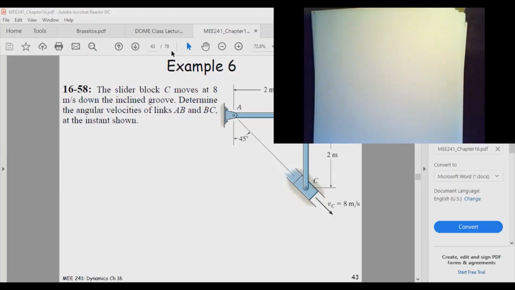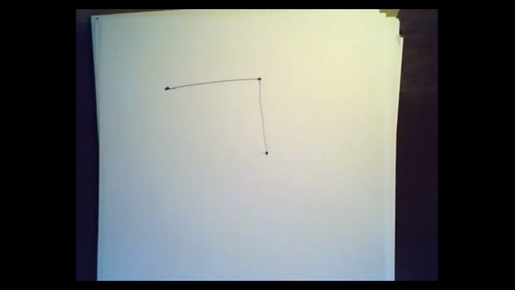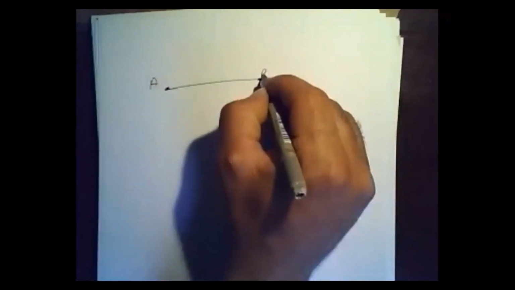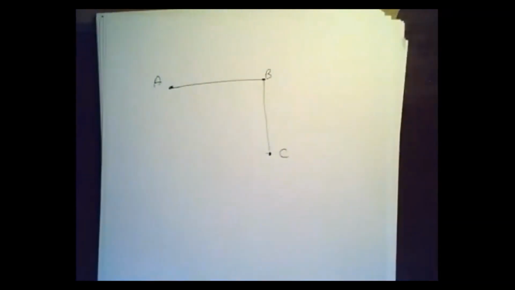So I'm going to stop this, right? So we have a link like that, and then we have this other link. What we have here is point A, point B, and then point C.